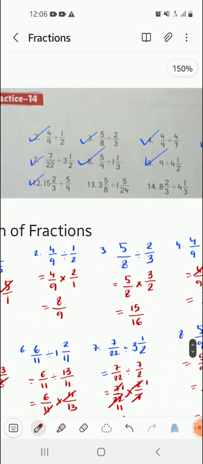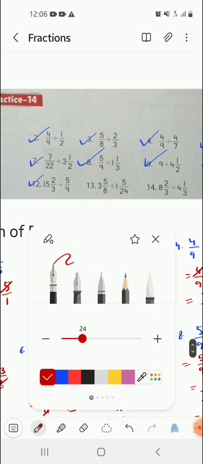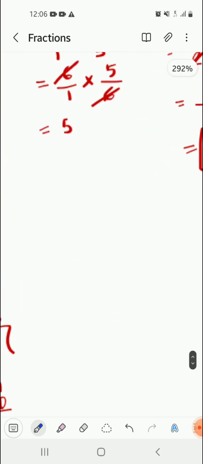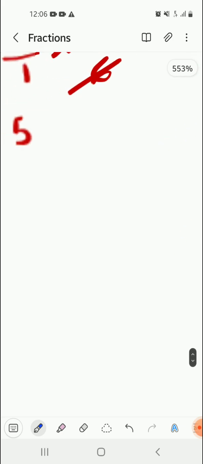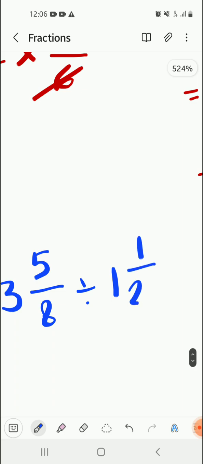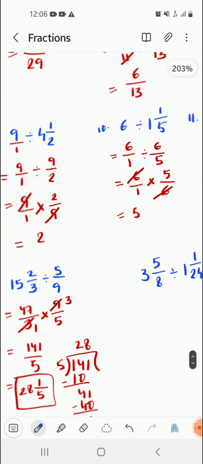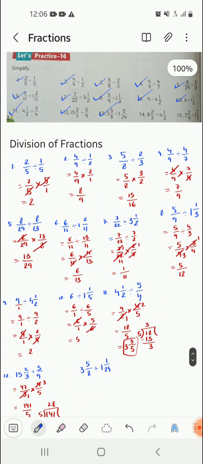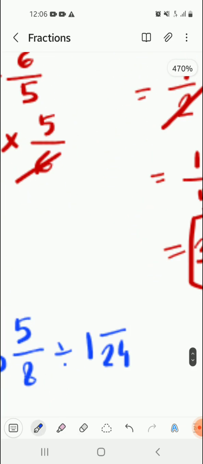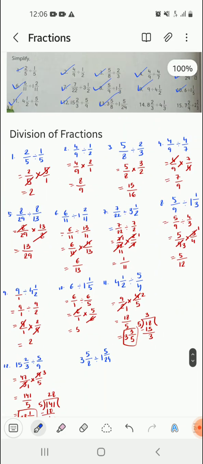Moving on, number 13. 3 and 5 by 8 divided by 1 and 5 by 24. Let's check. 3 and 5 by 8 divided by 1 and 5 by 24. So this is 5 by 24. Yeah, correct.